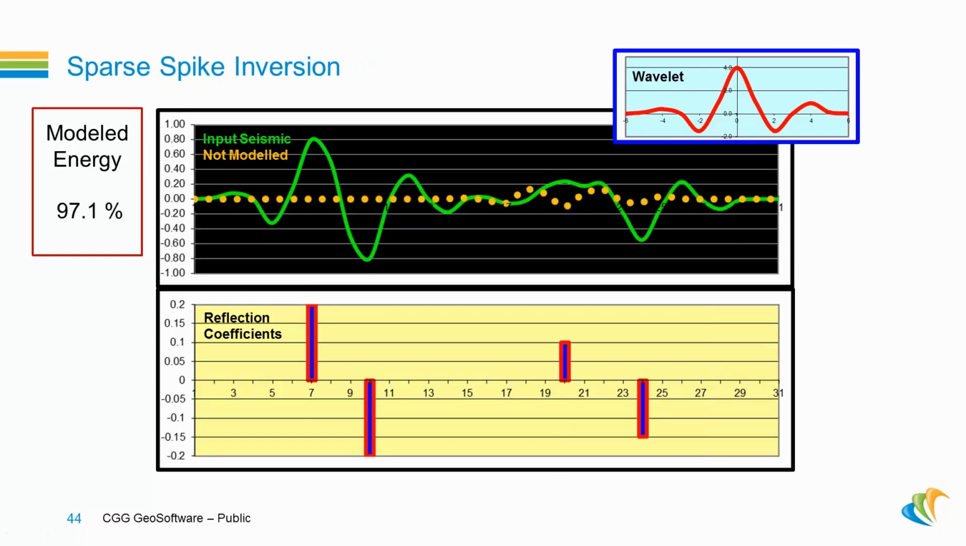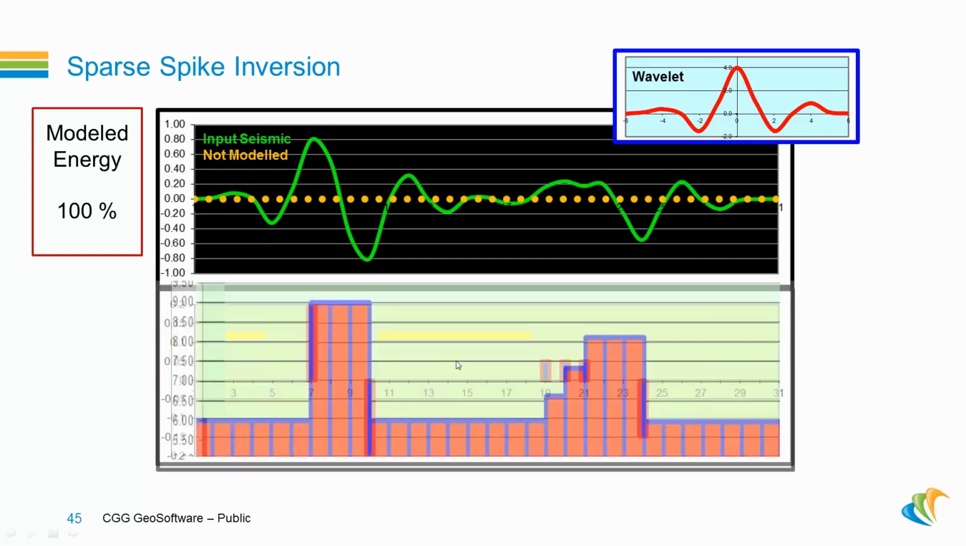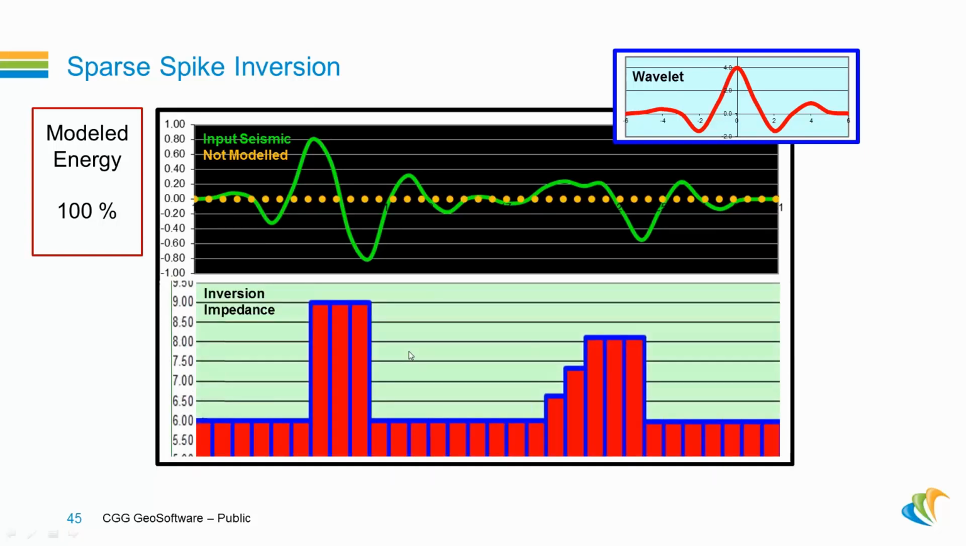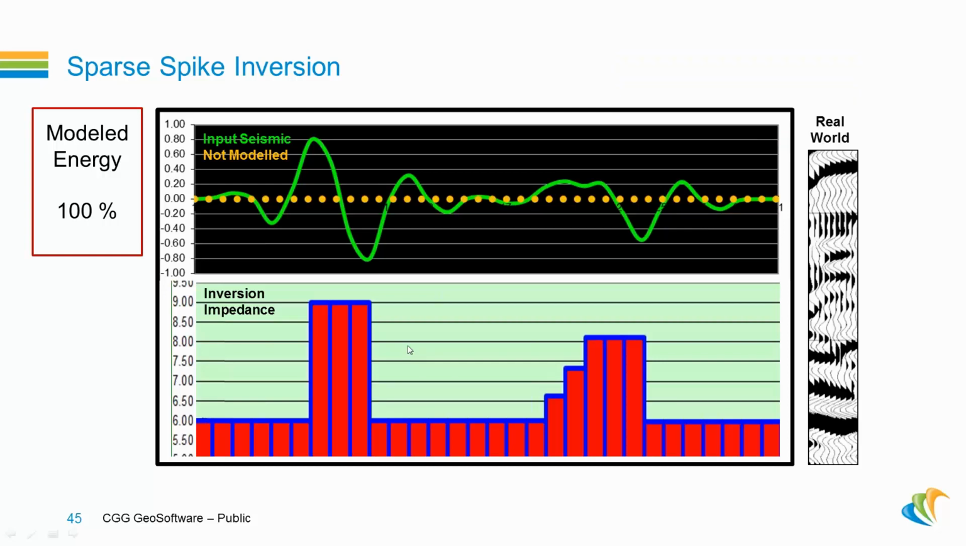Is it correct or not? No, because we have still some energy left there. We need to make it 100% energy matching to the seismic data. So this iterative method will give us the final result, which is this sparse spike model of the reflectivity of the Earth. Then we can convert it to the acoustic impedance, and we can add the low frequency part which is missing. Then we can get the absolute values of the impedance. And finally we can compare it to the seismic data.